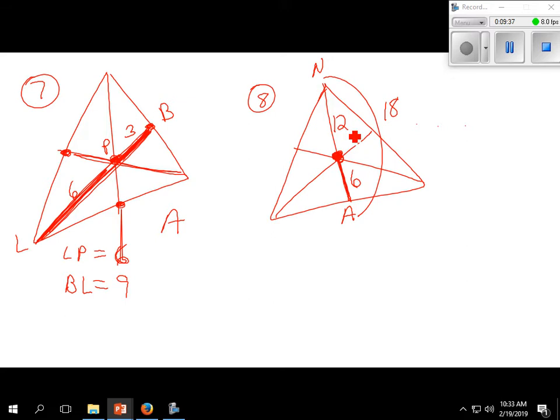So segment AP, from here to here, is 6. Segment NP, from here to here, is 12. Let's see, that's letter A.